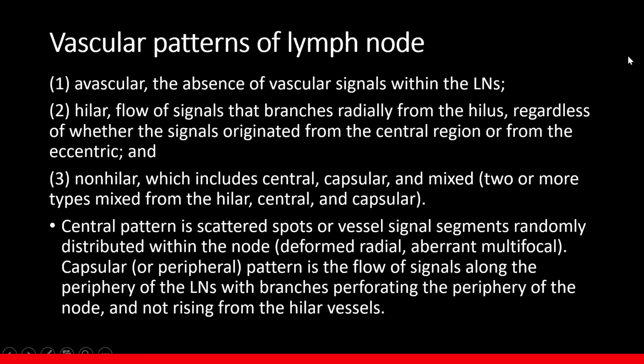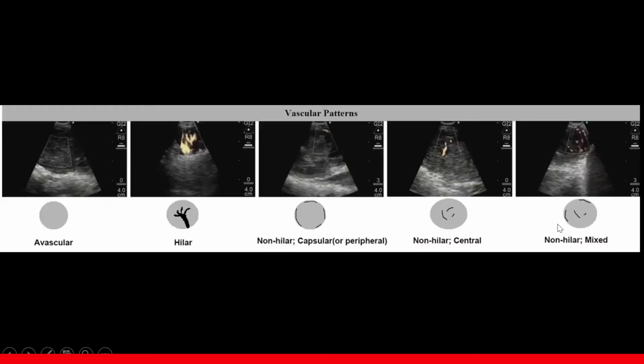Coming to different vascular patterns of lymph node, it could be avascular, with no vascular signal. It could be hilar or non-hilar. Hilar basically means flow of signals from the hilus. Non-hilar means central, capsular, or mixed. If you look, these different patterns are there, and it's very important. So this is avascular. This is the hilar vascular pattern, which is the normal pattern in a benign lymph node. This is the non-hilar pattern. It could be capsular, in the periphery. This is non-hilar central, and this is mixed.